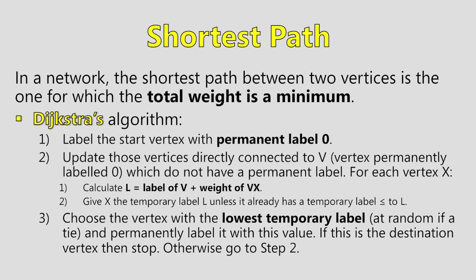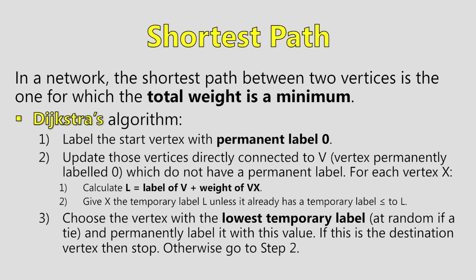You write that in the temporary box if you like, and once you've done all the vertices in that round, the lowest number becomes the permanent number. You label that with the order, and then you do it again. And if you've got a new temporary number and it's lower than the temporary numbers it already has, cross it out and put in a new one.